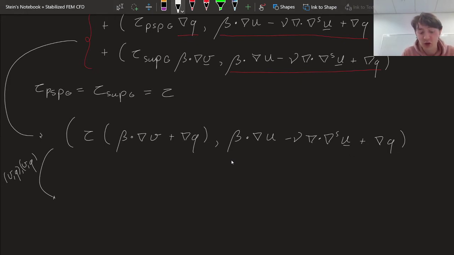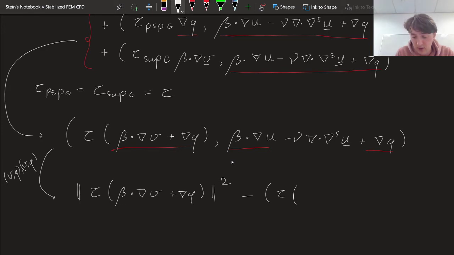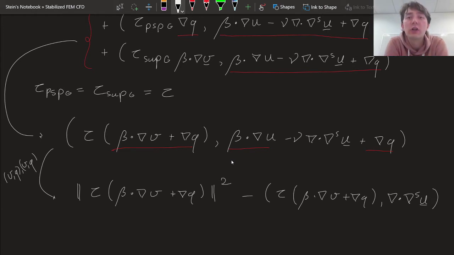Then we get a certain symmetry in here, and what we would have is that we now have a normed quantity on beta dot gradient v plus gradient q, right, because we have it here and we have it here, and we would have one asymmetric term, and that would be the term minus tau or beta dot gradient v plus gradient q times the div symmetric gradient of u. Yeah, so that's the one that you would need to do Young's inequality on. That's the one that has to do with these higher order terms, right?